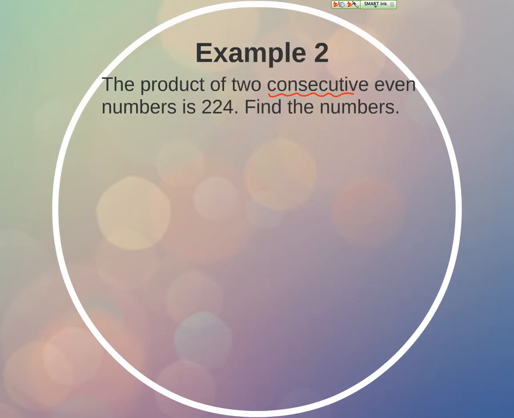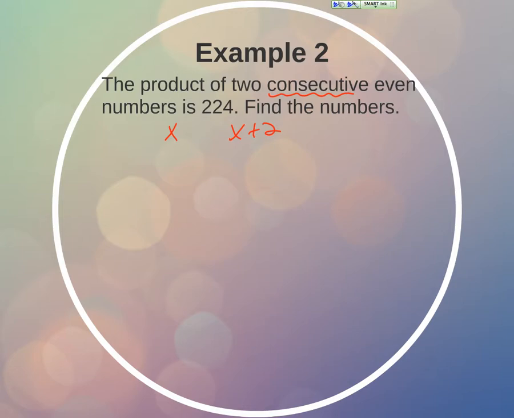So consecutive is like next to or in a row. So consecutive even numbers would be like if we're counting by twos: 2, 4, 6, 8, 10. So any two even numbers that come right after each other. So if, let's say, my first number is x, the next even number after that would be x plus 2. Does that make sense? Like if the even number happens to be 38, what's the next even number? 40. 38 plus 2.